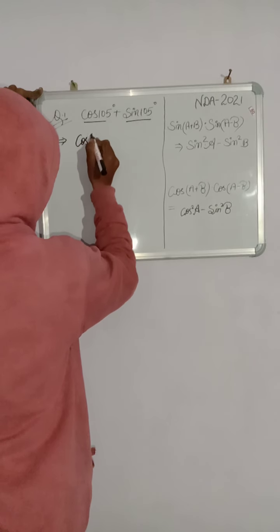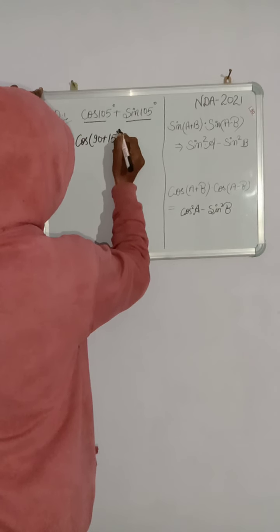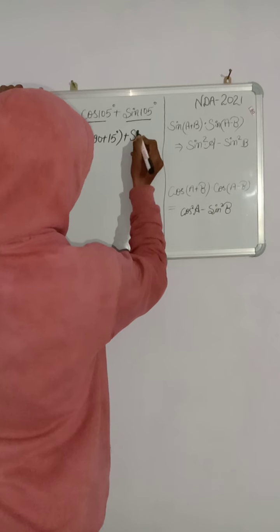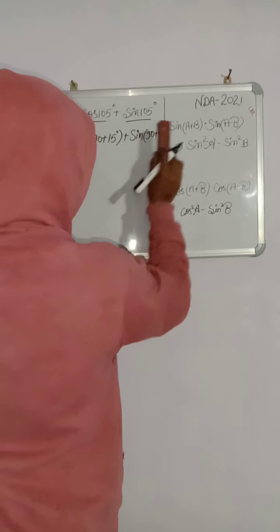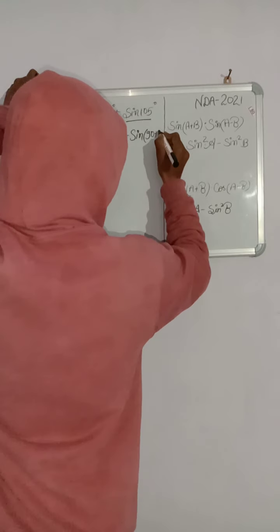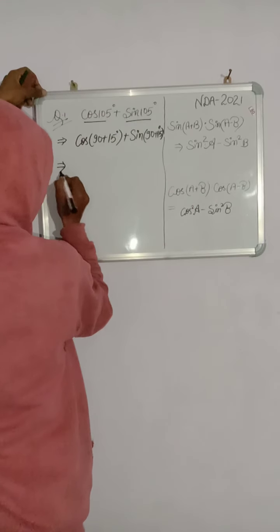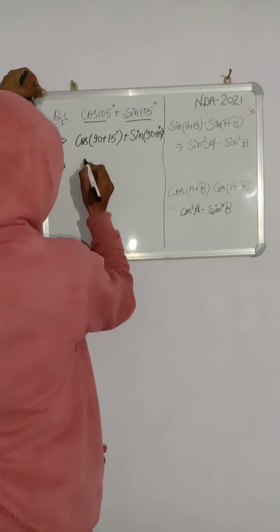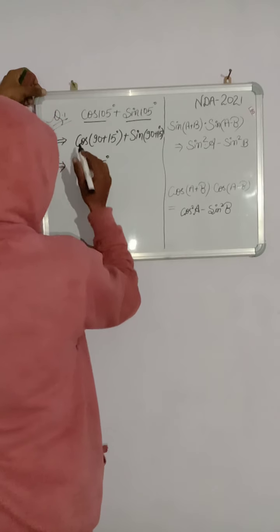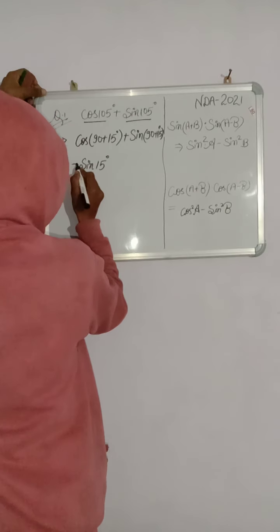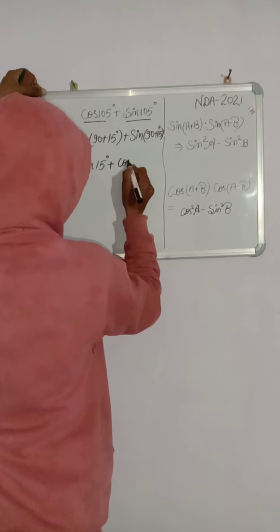You are also aware of cos(90 plus theta) and sin(90 plus theta). It means sin(90 plus theta) with theta equal to 15. Cos(90 plus theta) is equal to minus sin 15, because cos is negative in the second quadrant, and sin(90 plus theta) is equal to plus cos theta, that is cos 15.